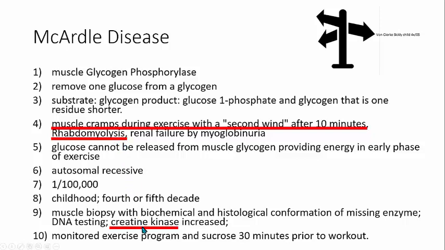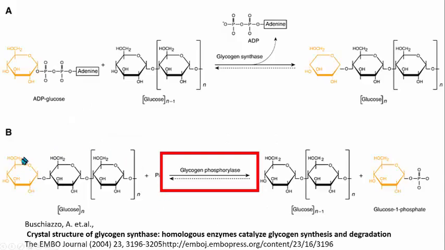This disease is confirmed when we have an elevated creatine kinase showing us the effect on the degradation of muscle. Again, glycogen phosphorylase helps us to break down glycogen and allows us to remove one glucose-1-phosphate off the end.